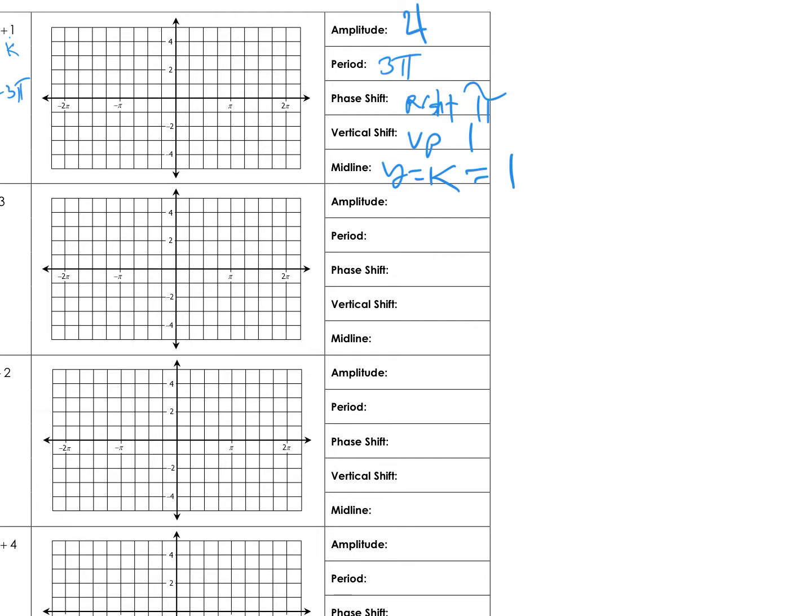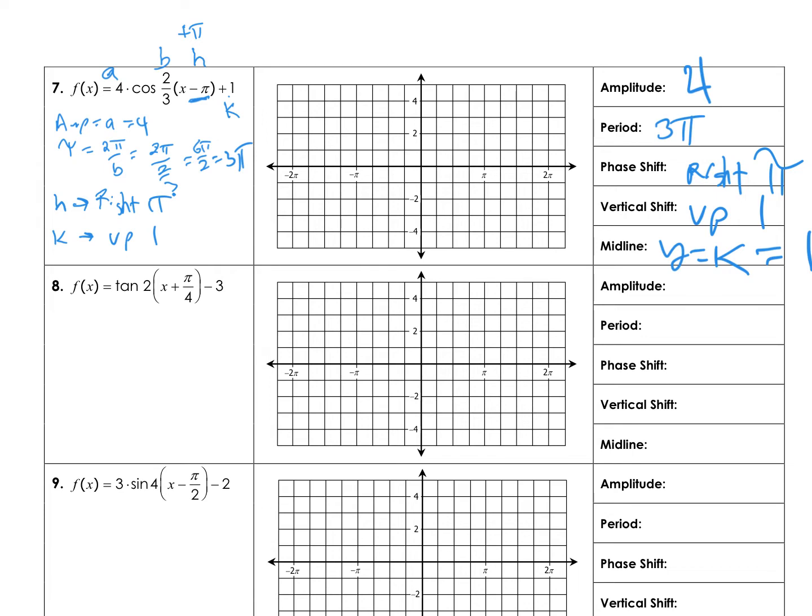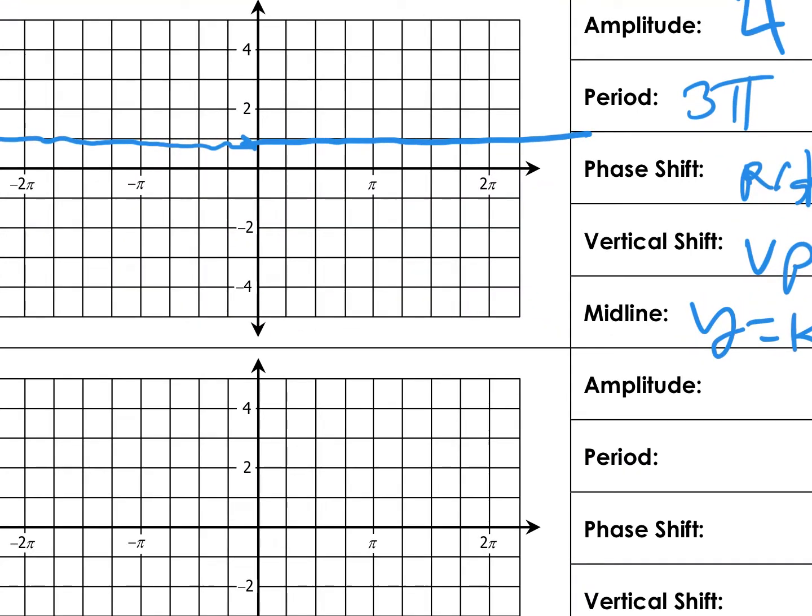So graphing this one, I'm going to make sure I find my midline. It's a 1. So I don't care about my x-axis anymore. I care about this line right here. That's the center of my graph vertically. And where is it going to start? If the cosine usually started at 0, this one has to shift to the right pi. So find right pi. There's my new axes right here. Those are the lines I'm going to pretend exist.